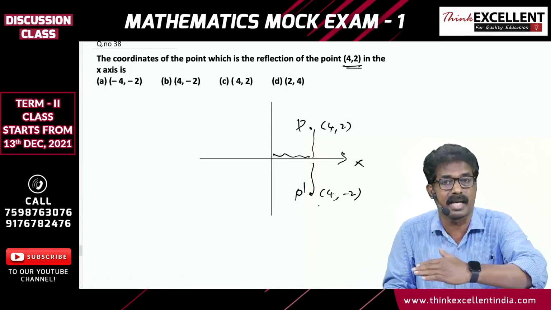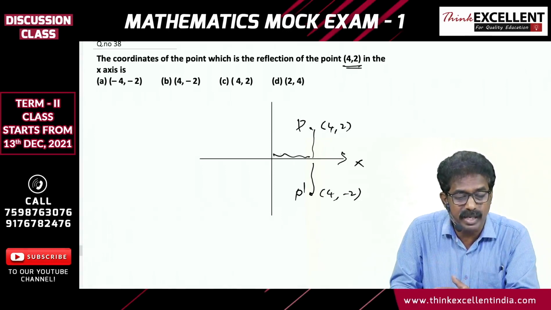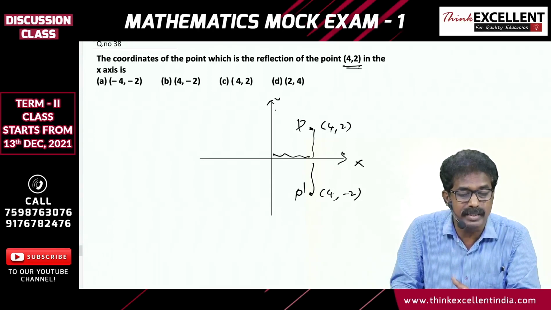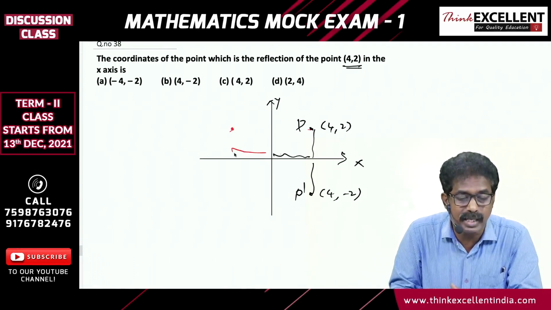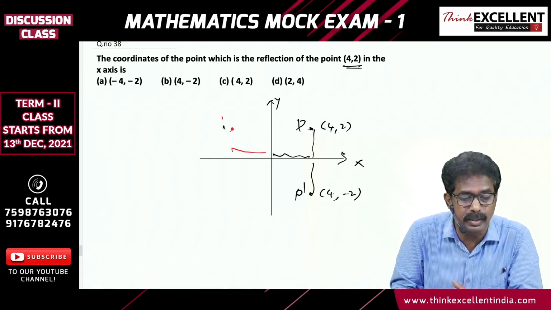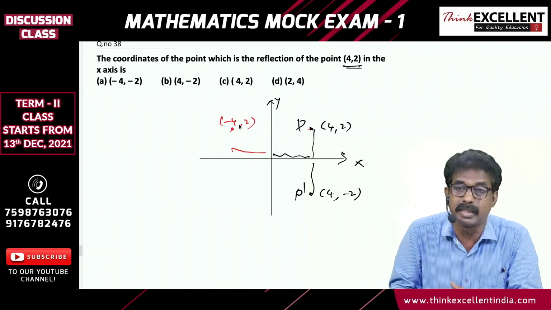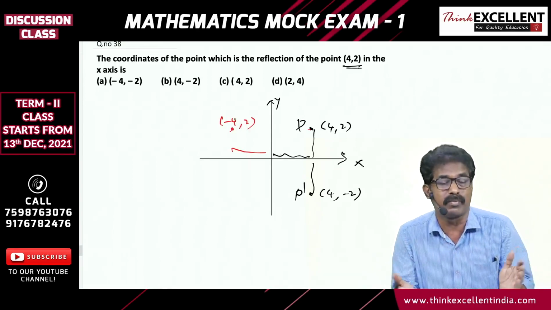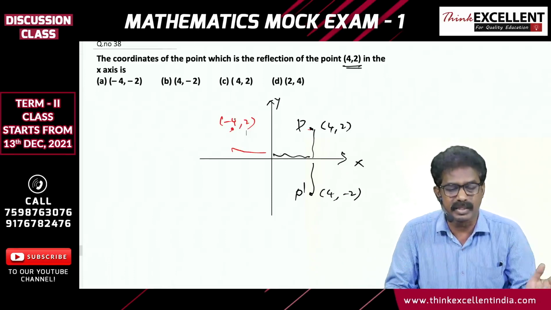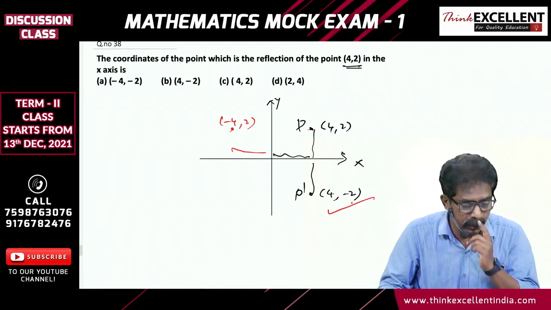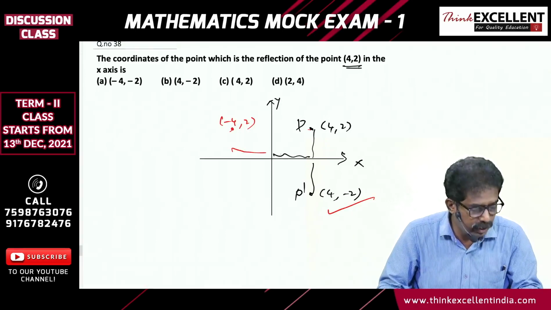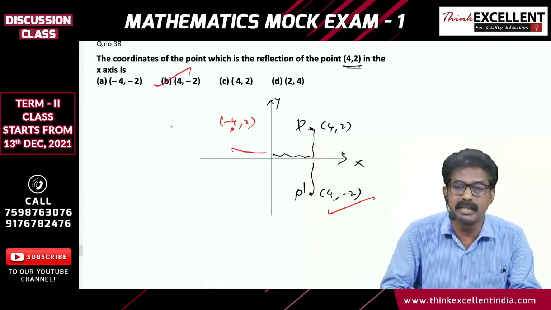Reflection on x-axis. Suppose reflection on y-axis means, now y-axis acts like a mirror, right? The image will be here. So here the x coordinate changes the sign. Here 4 becomes -4, y remains the same. So the question can be of any form, reflection on x-axis or reflection on y-axis. Here it is reflection on x-axis, so this is the correct answer. 4, -2. So B is the correct answer.